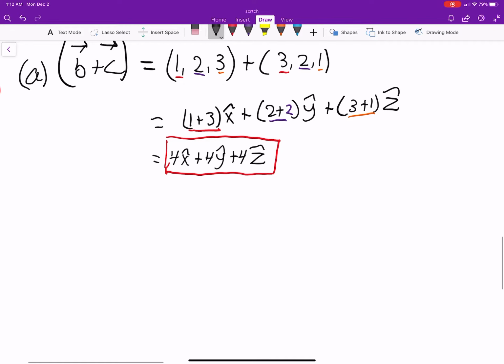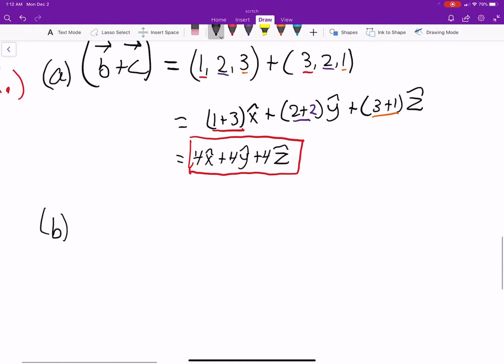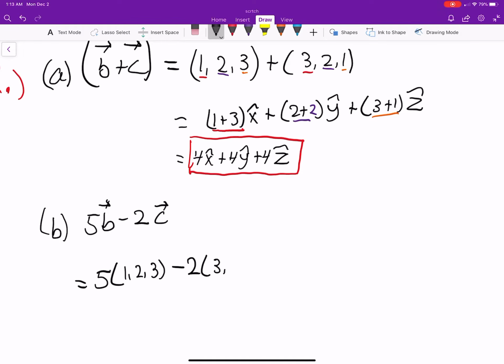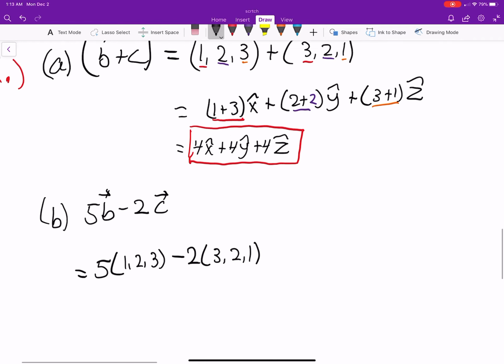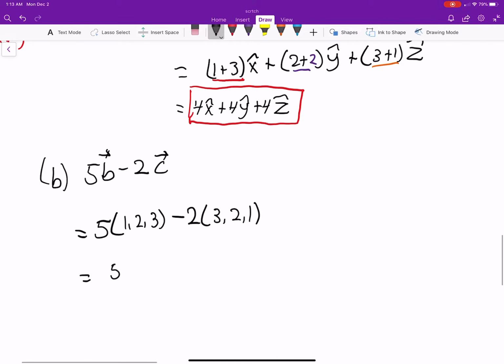Now for part B, part B says 5 times vector B minus 2 times vector C. So we can work through this kind of how we did before. 5 times vector B, which is 1, 2, 3, minus 2 times vector C. And we can distribute the 5. So that's 5, 10, 15, minus 6, 4, 2.